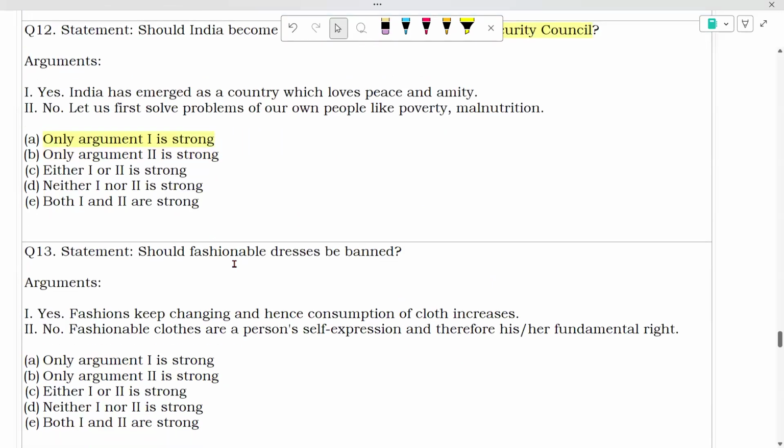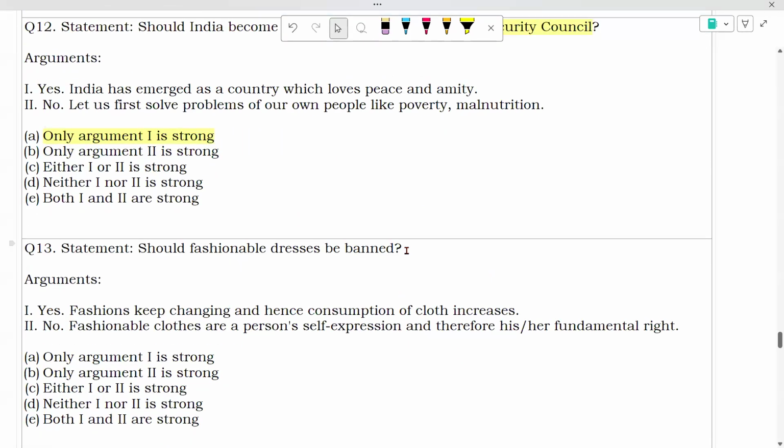Like, tell me, should fashionable dress be banned in India? Okay. Yes, fashion keeps changing, and hence consumption of clothes increases. That is why we should ban. Is this a very good argument? Tell me, should fashionable dress be banned? Yes, it should be banned. And why should it be banned? Fashions keep changing. It is called fast fashion. And hence consumption of clothes increases.